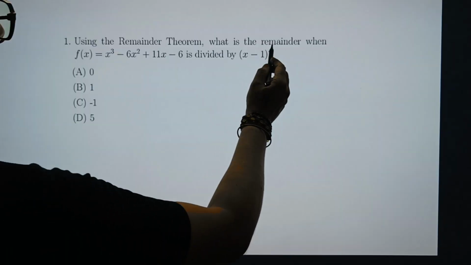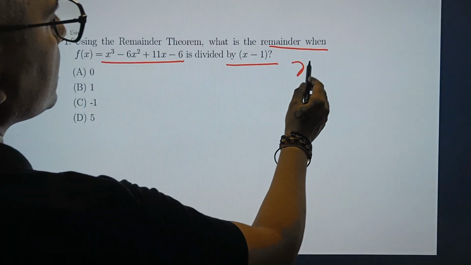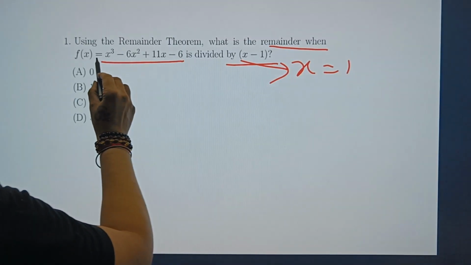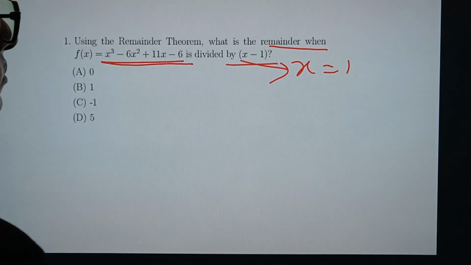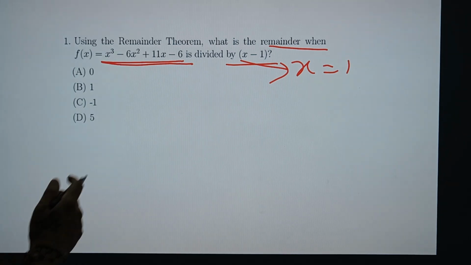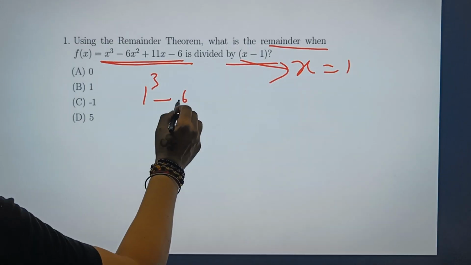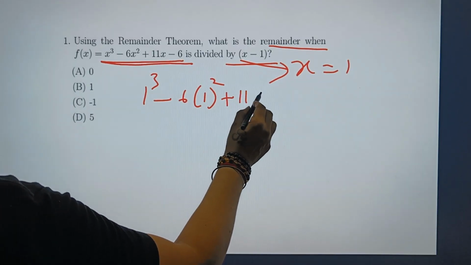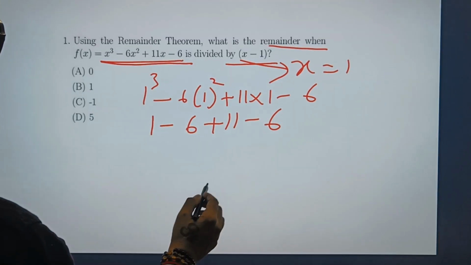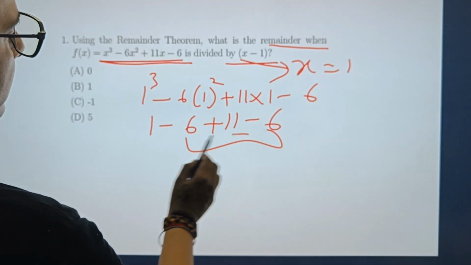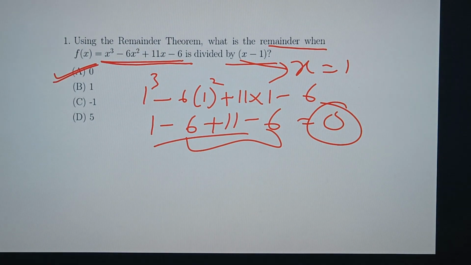Using the remainder theorem, what is the remainder when f(x) is divided by x - 1? As we have discussed, if we put x = 1 in this polynomial, then we should get 0, or whatever we get will be the remainder if this is not a factor. Now let's substitute x = 1 in this polynomial. We get 1³ - 6 × 1² + 11 × 1 - 6. So 1 - 6 + 11 - 6. Minus 6 and minus 6 is minus 12, and this is going to give you 0. That means option A is your correct answer.